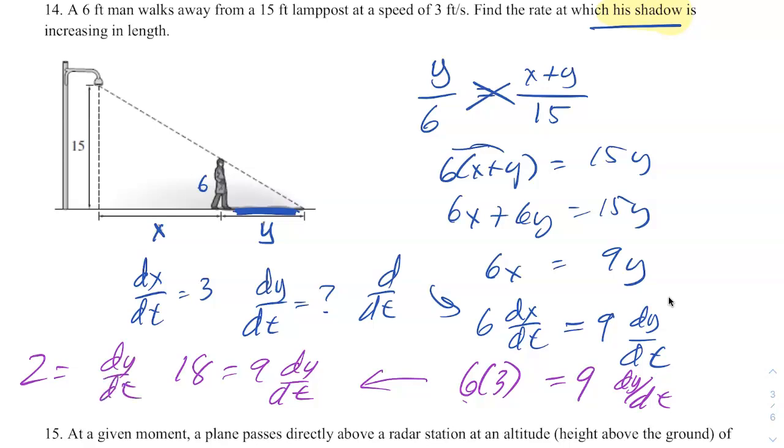Don't forget our units. What are we talking about here? What is y? Y is the distance, feet, and t is time, seconds. So 2 feet per second. So that's how much his shadow is lengthening, 2 feet per second. So every second this is getting 2 feet bigger. And that's the setup for this problem.